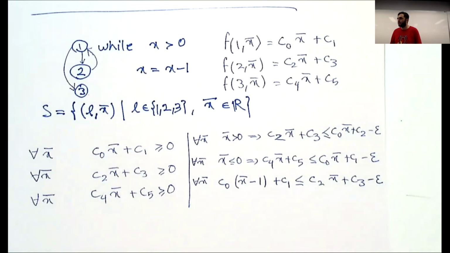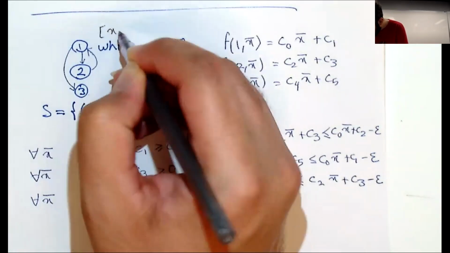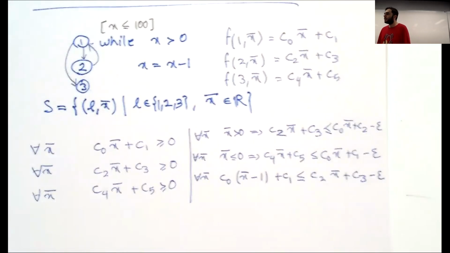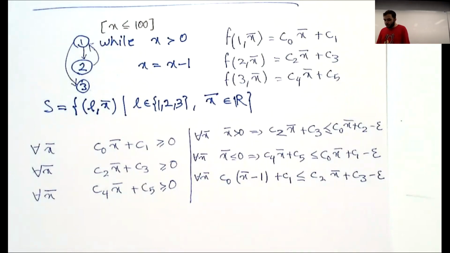Another way that we can make it solvable is if we can restrict the set of reachable states. So if we can have some sort of an assumption on what kind of states are reachable, right? So for example, if I have an assumption here that x is at most 100 at this point of the code, right? What does this assumption do? It basically limits my set S of reachable states. It says that at the beginning, when we are starting our program, the value of x is bounded. It's at most 100.